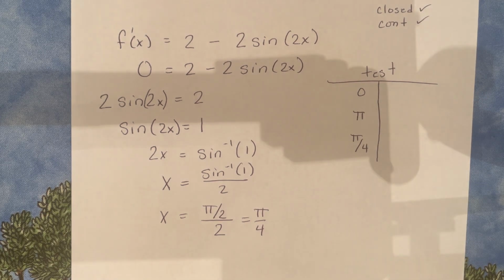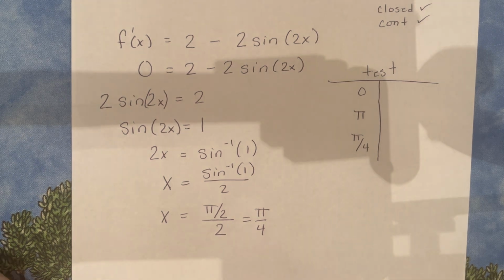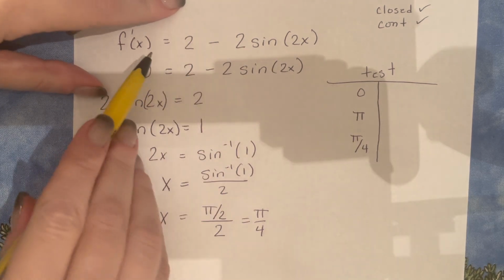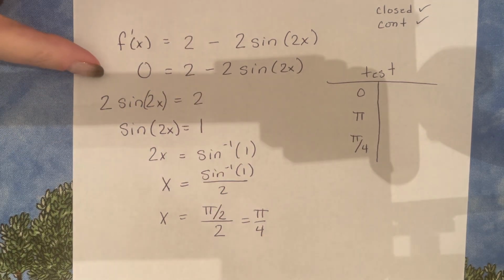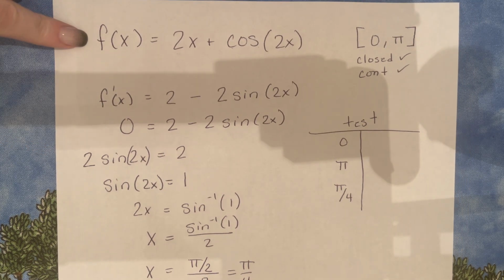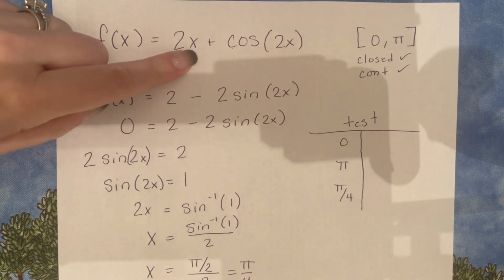Now, if you want to reach for your calculator at this point and just get the decimals, you are not going to hurt my feelings at all. Go right ahead and do that. If you want to try it out with your unit circle, that's really good too. Remember to put them back in your original function, not in your derivative. So here's my original function. Let me slide back down. There's my original function. That's what I have to put them back into.